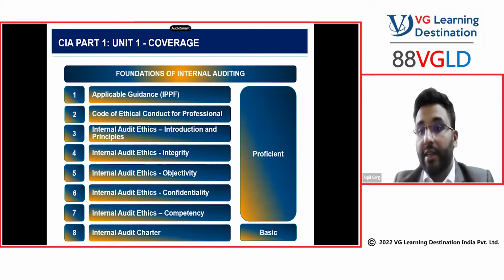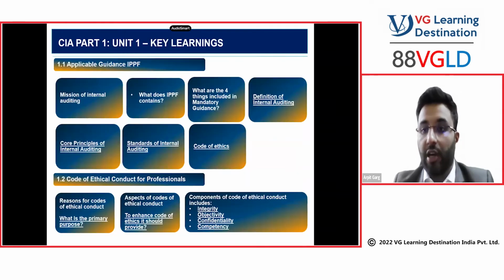Now, what are the key learnings, folks? That is what we are going to learn in today's session. In the first subunit, when we start with applicable guidance of IPPF, the International Professional Practice Framework, we are going to cover the mission of internal auditing.